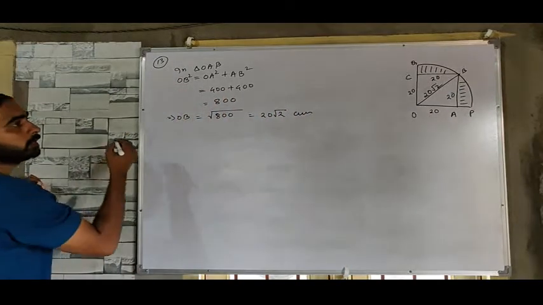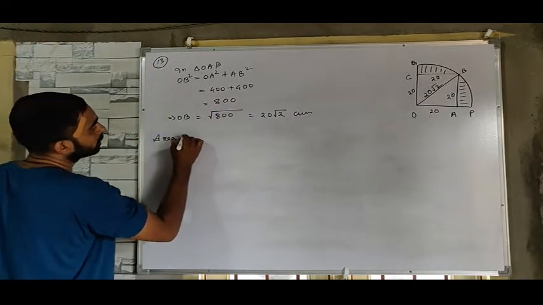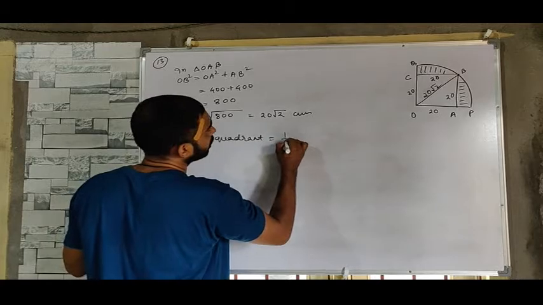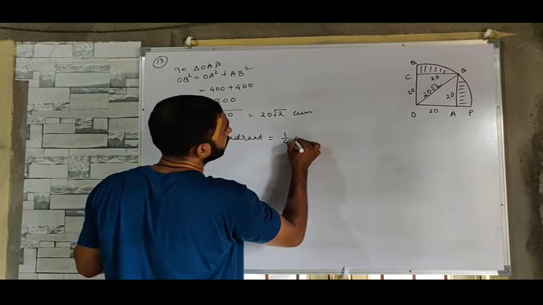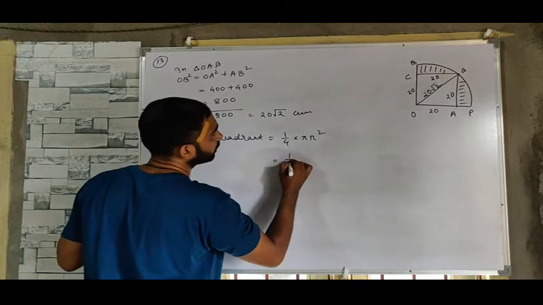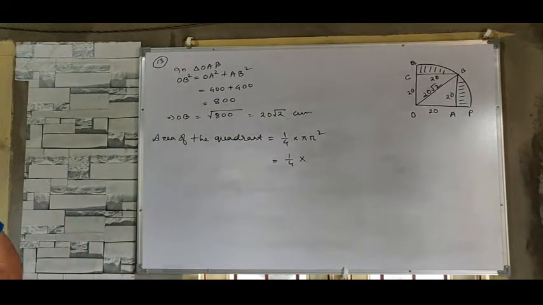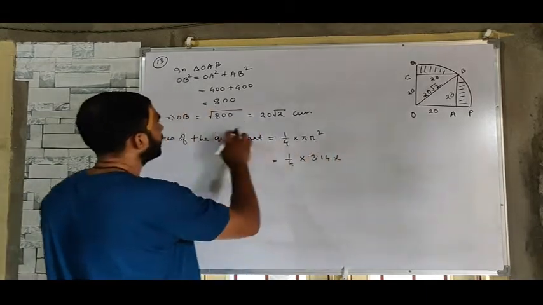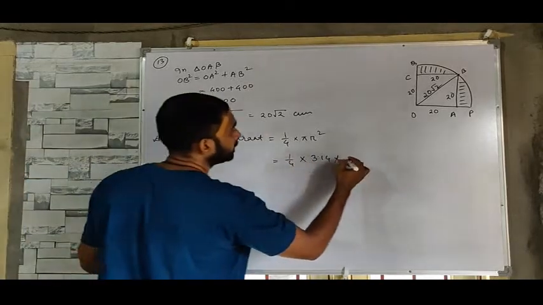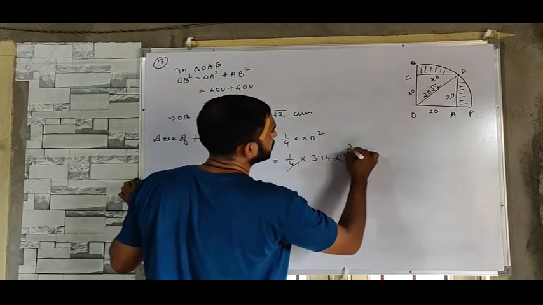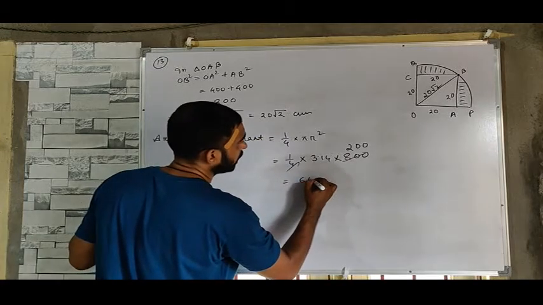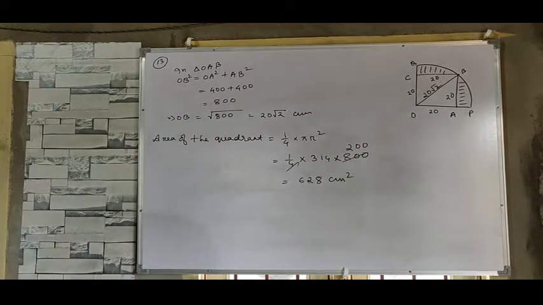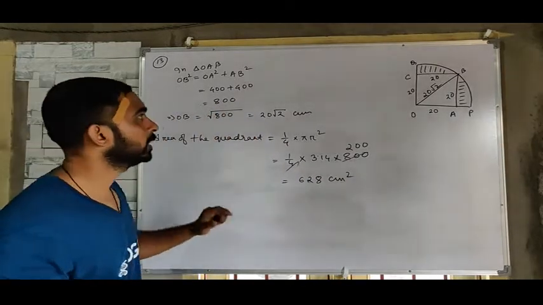Now area of the quadrant equal 1 by 4 pi r square. 1 by 4 pi, here pi equal to 3.14, and r equal to 20 root 2. So r square equal to 800. So we get 628 square centimeter. So 628 square centimeter is the area of the quadrant.